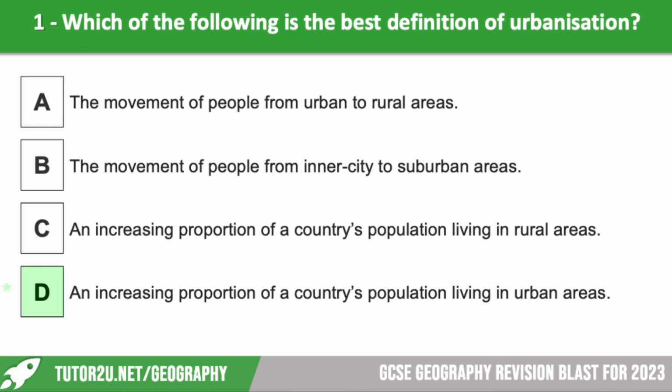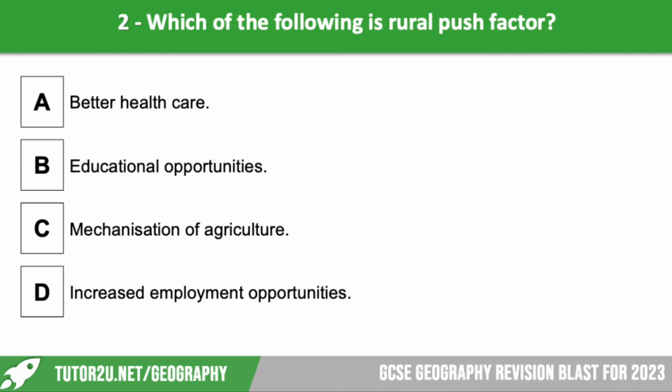Okay, let's have a look. It is D. Right, number 2. Which of the following is a rural push factor? A, better healthcare, B, educational opportunities, C, mechanisation of agriculture, D, increased employment opportunities. So is it A, B, C or D? Let's reveal. It is mechanisation of agriculture, so the idea that less workers are going to be needed.